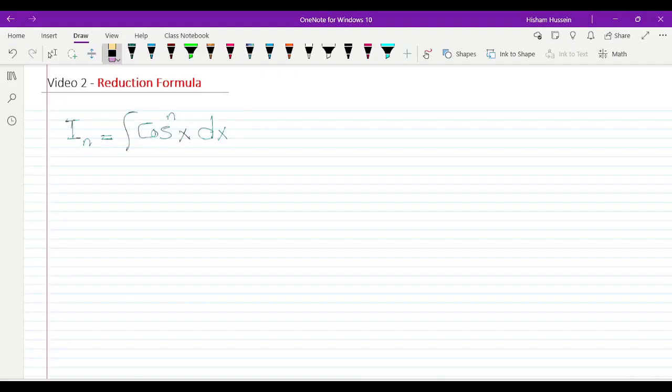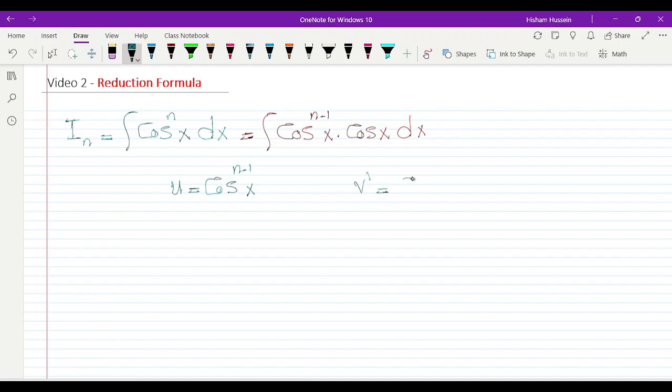Let's start by finding the reduction formula for the integral of cosine to the power n x dx. Here we are going to use the integration by parts technique. How come? We split this cosine to the power n to be a product of two functions, cosine to the power n minus 1 x times cosine x dx. In this case, we need to choose which function to differentiate and which one to integrate. So we choose cosine to the power n minus 1 x as the function to differentiate, and the function to integrate is cosine x.